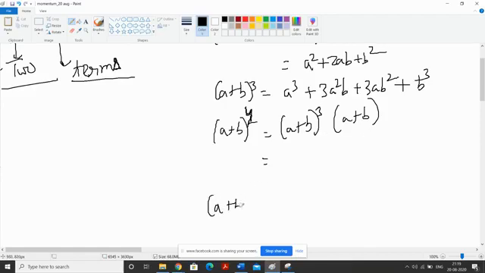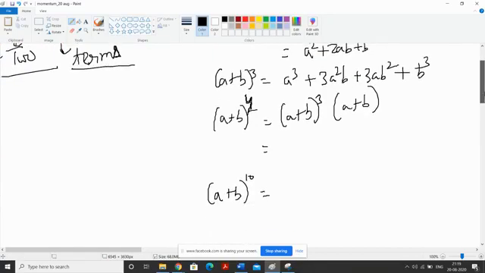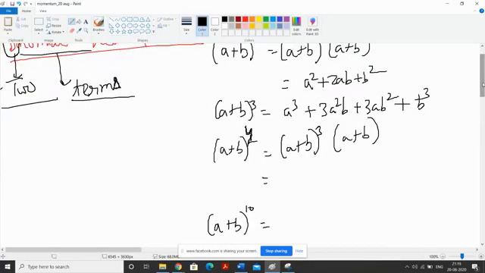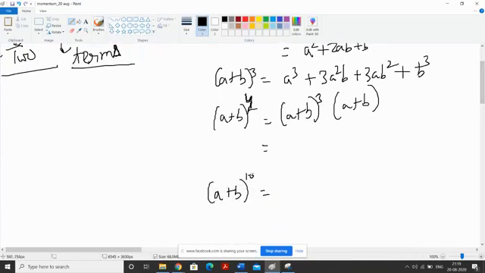But if I ask you what is the expansion of (a + b) to the power 10, that is very lengthy and very difficult to find, right? That's why this concept, the binomial theorem, was invented. What exactly is this theorem and how is it going to help in finding the expansion of (a + b) to the power 10, that's what we are going to learn here.